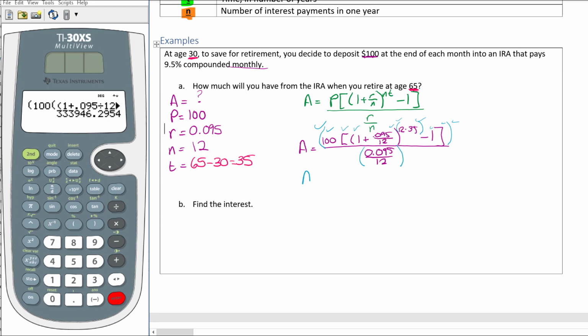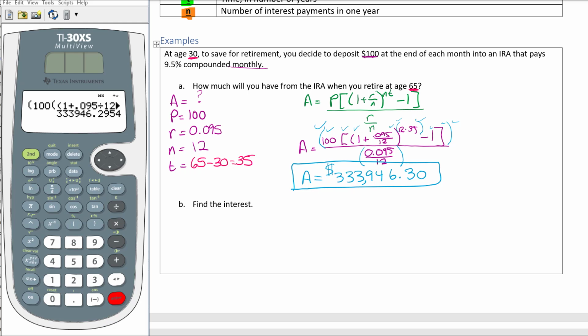So my A is going to be 333,946. The .295 is going to round up to a .30. So this is going to be my future value if I save for 35 years compounded monthly at a 9.5% interest rate by depositing $100 every single month.